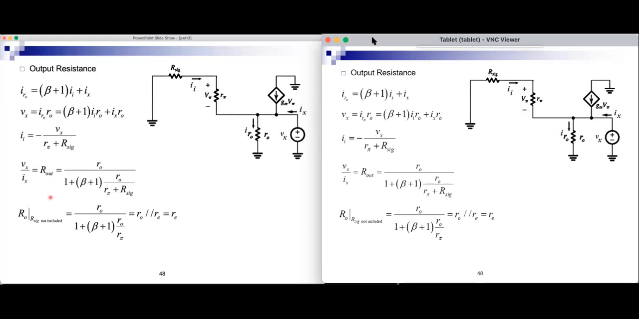If after the output resistance of the amplifier, I don't include R sig, I just set the input to 0 and I calculate RO. So this is something that we talked about previously, when we're calculating output resistance. In some circuits, we may need to calculate 2 output resistances. This is the actual output resistance of the amplifier. This is the real one.